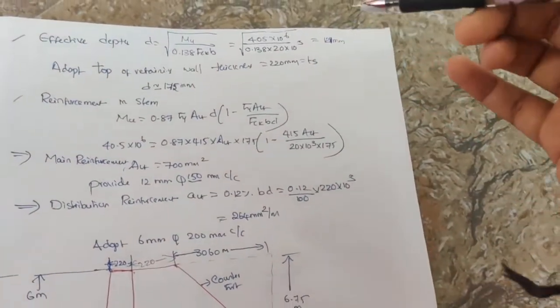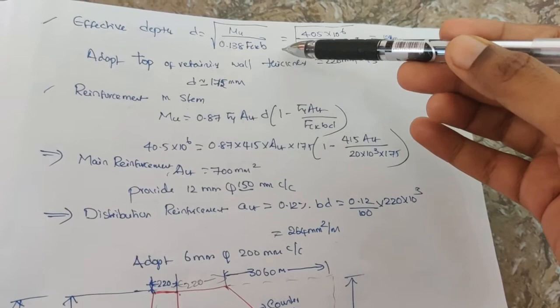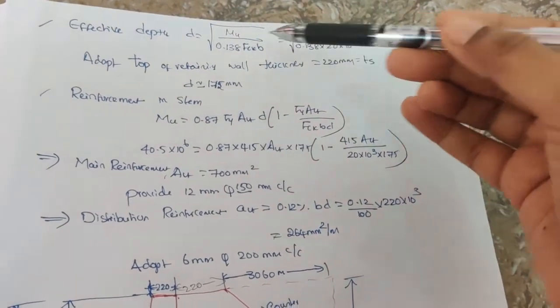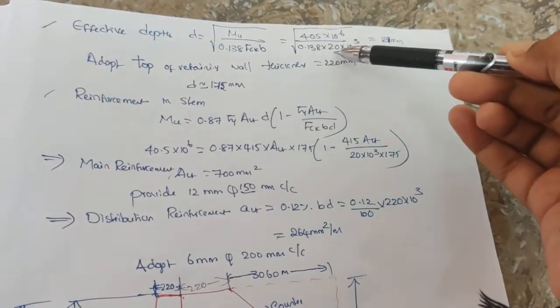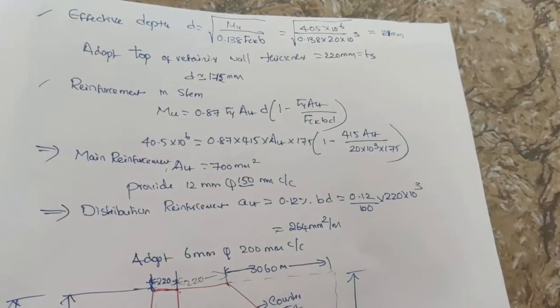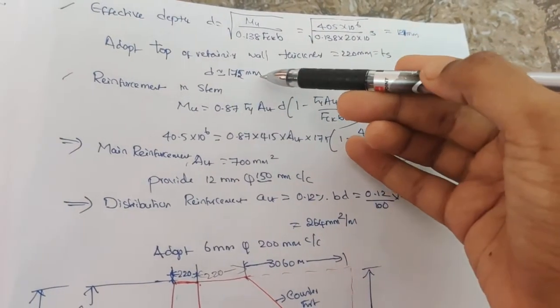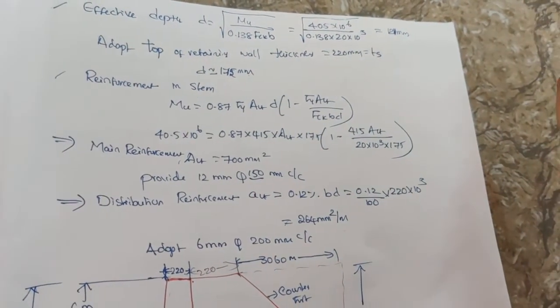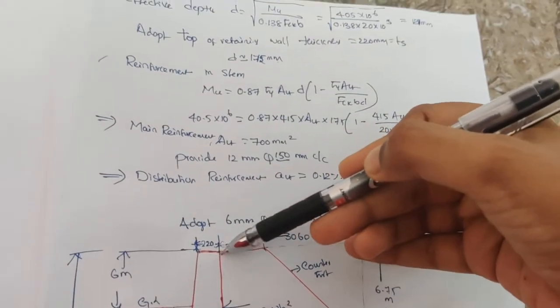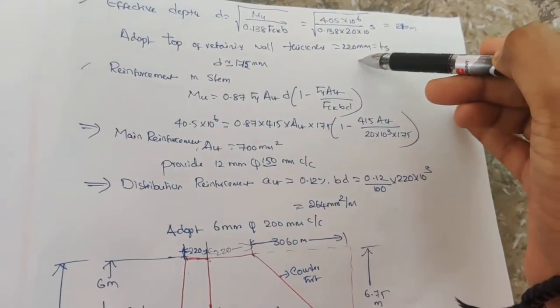So when you see here, effective depth formula, small d is equal to square root of Mu by 0.138 FCK. So Mu means ultimate moment, FCK means grade of concrete, 20, and B means per meter how much it is acting. When you are getting almost 125 like that, nearly you are assuming the effective depth as 175 mm, and adopting the retaining wall stem thickness as 220 mm.